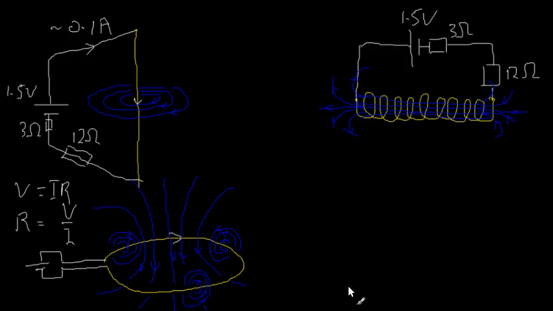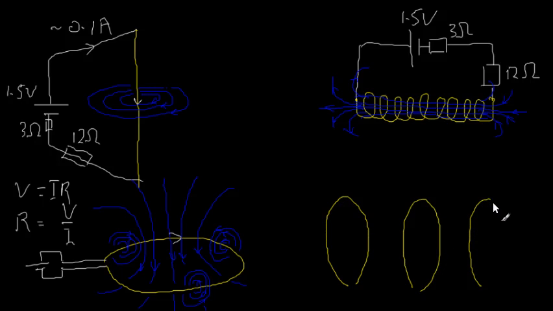Let me just not draw them close so that I can join them up later. So one loop, another loop, and another loop. Please bear with me. These are meant to be connected in some way so that the currents can flow through it.